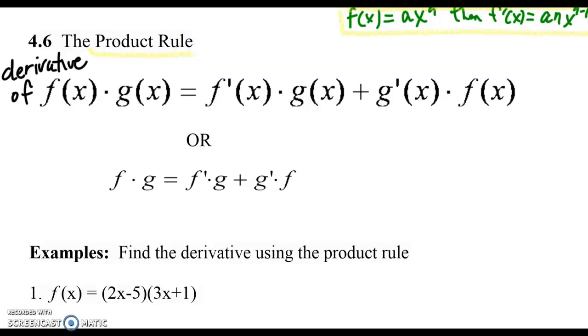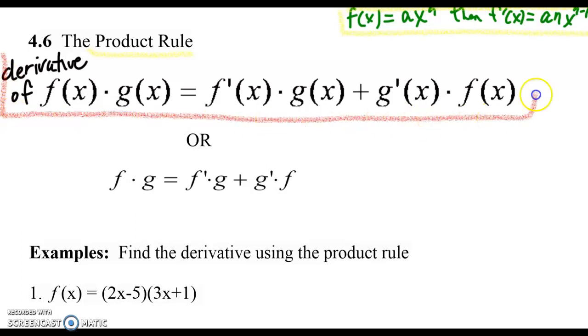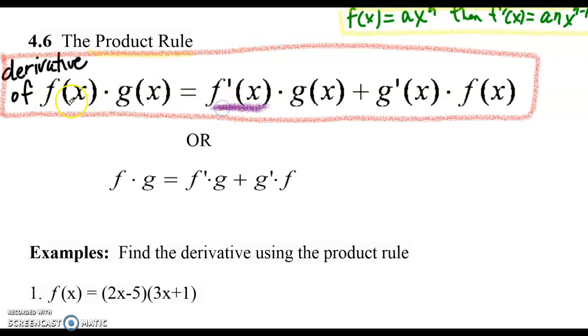So here is the rule. When finding the derivative of f of x times g of x, or when finding the derivative of one factor being multiplied by a second factor, this is the rule. We take the derivative of the first factor, f of x, multiply it by g of x, not the derivative of g of x, just this whole second factor. And we add that to the derivative of g of x multiplied by the factor f of x, not the derivative, just the factor. Another way to write this then is underneath here.